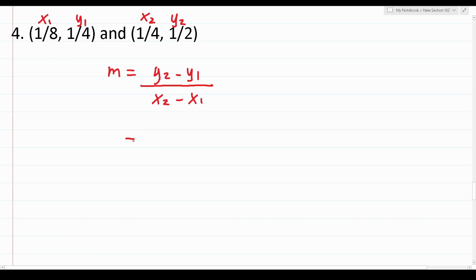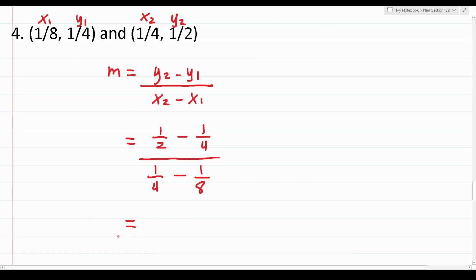Let's go ahead and start plugging those in. Y2 is right here. It's 1/2. So this is 1/2 minus y1, it's 1/4, over x2, which is 1/4, minus x1, which is 1/8.